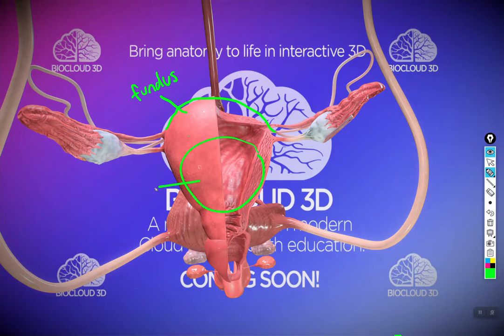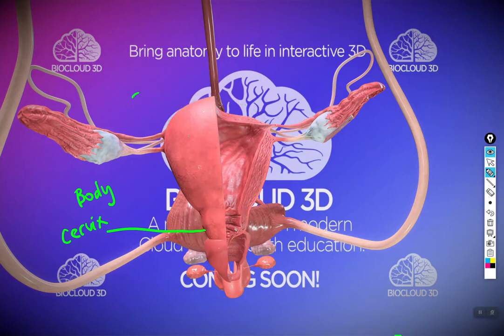The middle portion is the body of the uterus, and then the cervix is the neck that sticks down into the vagina. This is more of a thing that you'll be able to see on the histology of the uterus, the thing I'm about to say, but we can also see it here. And those are the layers of the uterus.